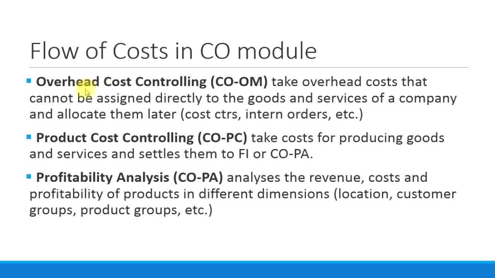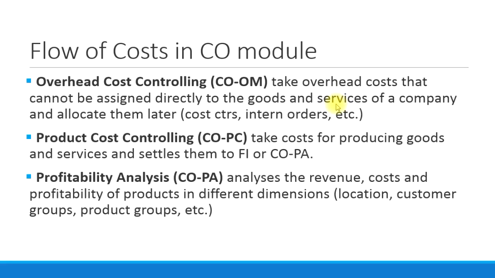Overhead cost controlling, just like the word it says, overhead, takes the overhead costs that cannot be assigned directly to the goods and services of a company and allocate them later. So here we can see the overhead costs that cannot be directly assigned to the goods or services. Now you know overhead costs, something like admin expenses, HR expenses, your finance department, your IT department, all these can be classified as overhead costs, because you cannot directly allocate their cost to the product A or product B.